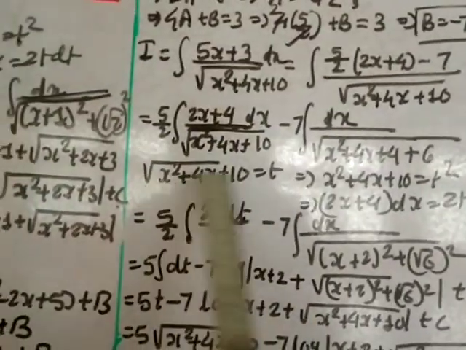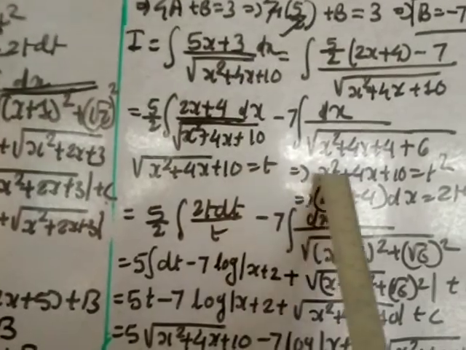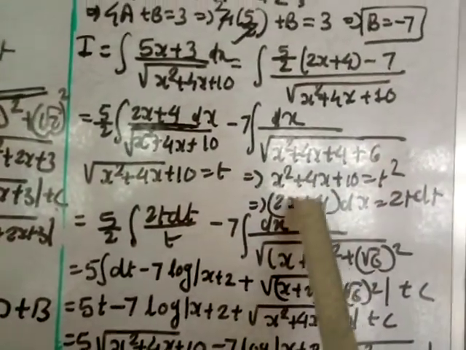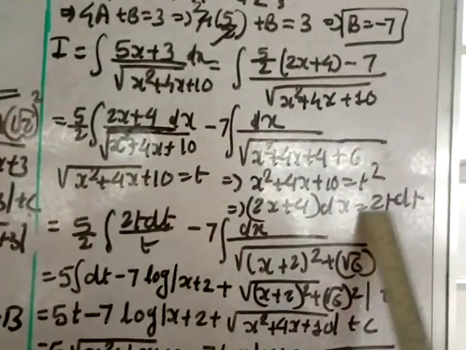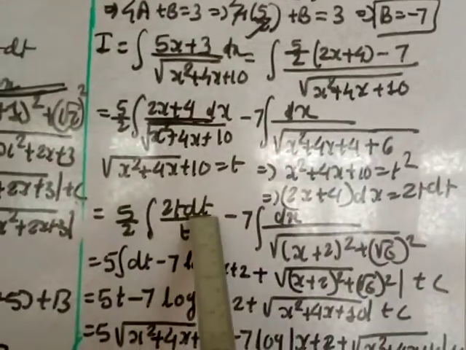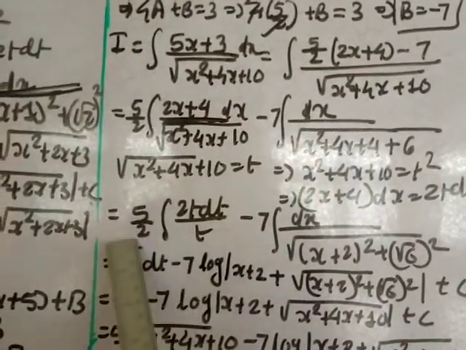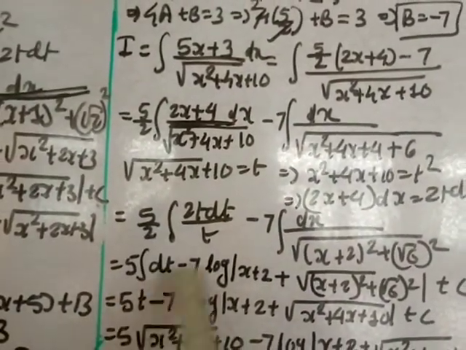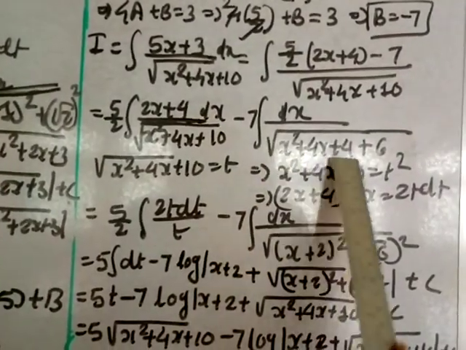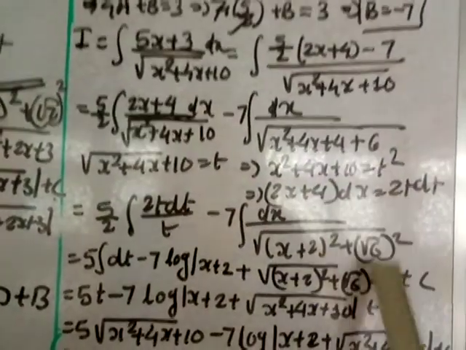For this I will take the denominator as t, square it. Okay, then differentiate, so (2x plus 4) dx equals 2t dt. Okay, so 2t dt divided by t, t cut, 2 cut, so here remains 5 integral dt. And this, as I said, is a perfect square: (x plus 2) whole square plus root 6 square.